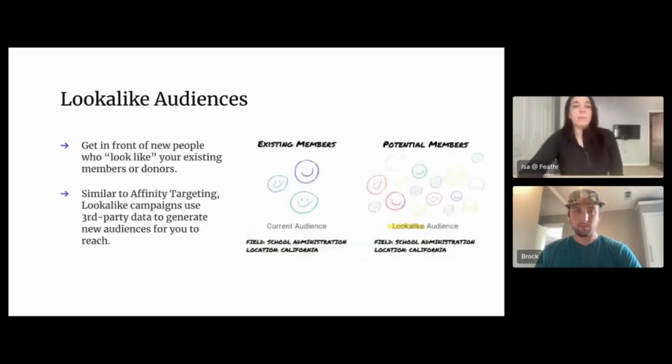And then lookalike audience campaigns are similar to affinity targeting. They pull in third-party data to generate a new audience for you to target. But instead of you going in and selecting specific attributes or affiliations or affinities of the types of audiences that you want to target, you select what we call a group in your Feathr account. This is basically a segment of your audience that you're choosing. So it could be something like current members, past donors. You can get specific and select a group of people who visited your About Us page in the last 60 days, for example, or anyone who's visited your event page and shown interest in your event.